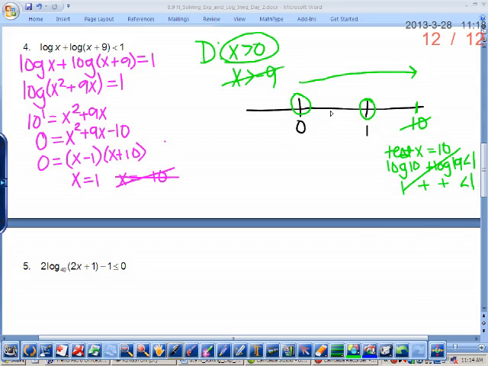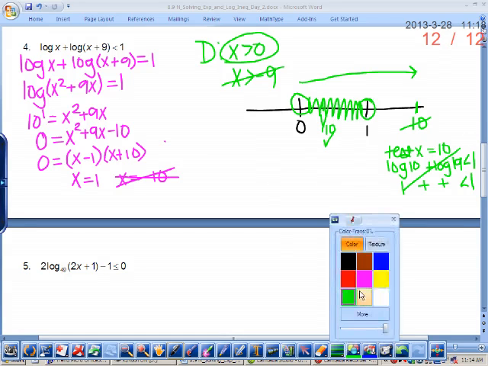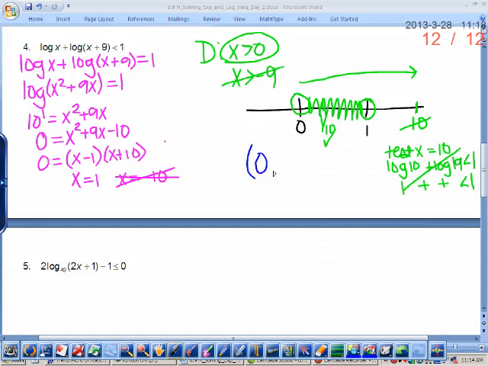What would be a good number to test in between these two values? Yeah, 1/10. Okay? If you test that, you're going to get it to work. So my solution is what? 0 to what? Questions on that?